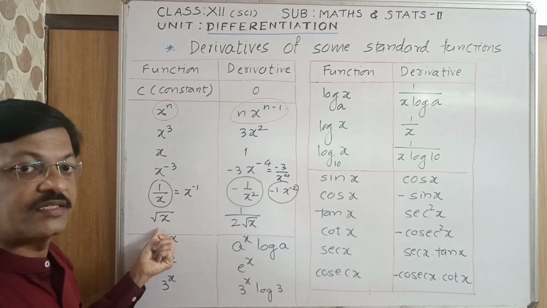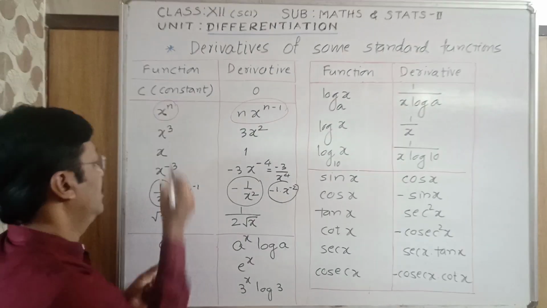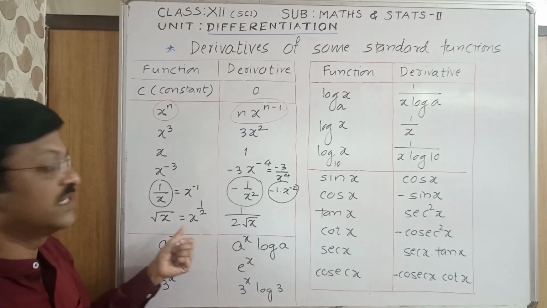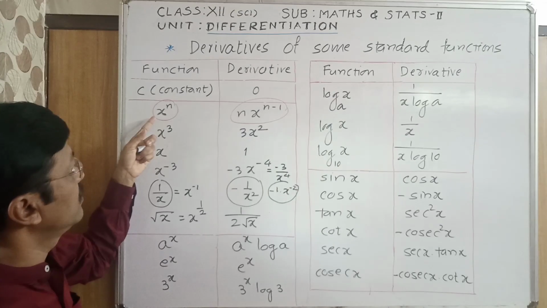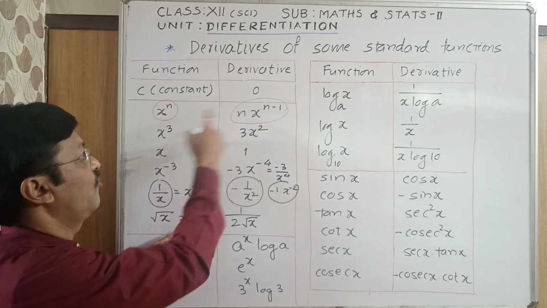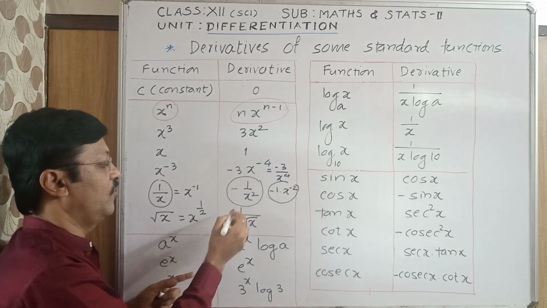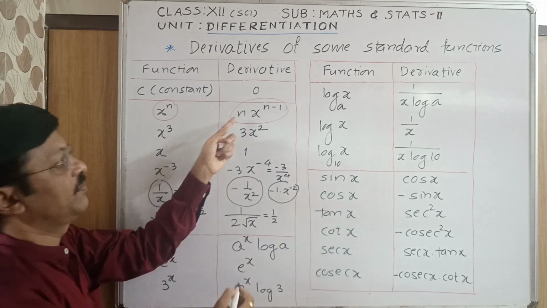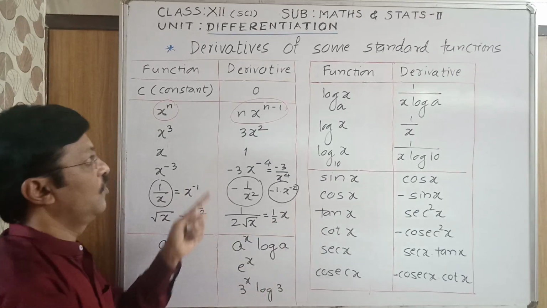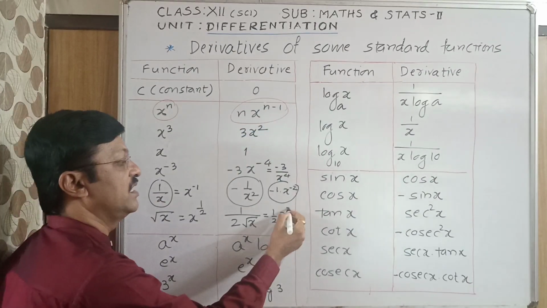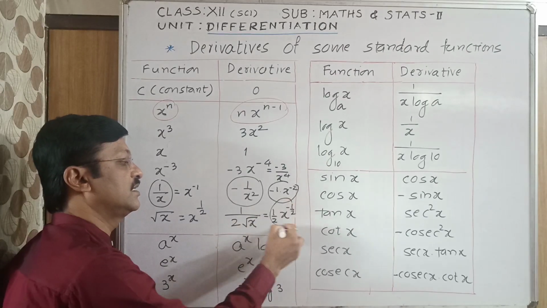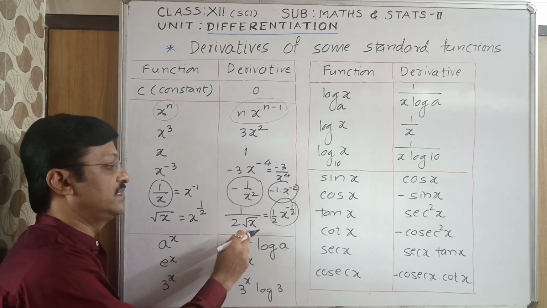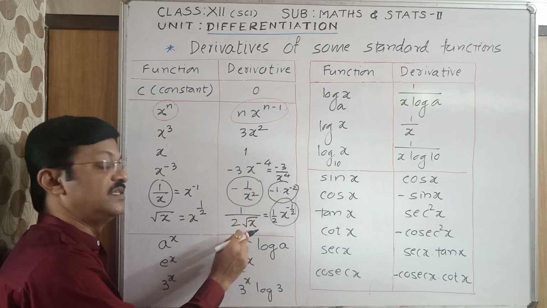Similarly, the derivative of root of x. Root of x looks like x raised to n if you write it as x raised to half. Its derivative is found by the same formula. It comes out as 1 upon 2 root x. Initially it is written as 1 upon 2 times x raised to 1 upon 2 minus 1, which is minus 1 upon 2. If you rearrange this, x raised to minus half is written in the denominator as x raised to half, and x raised to half means root of x.